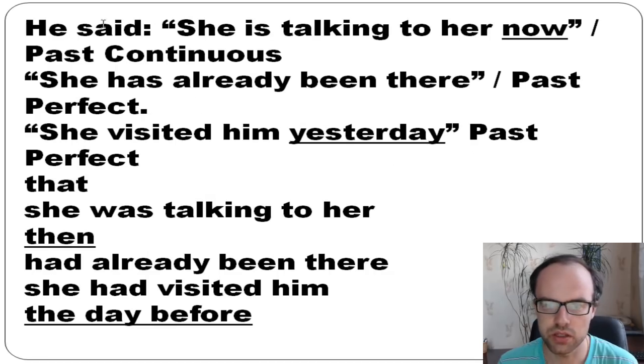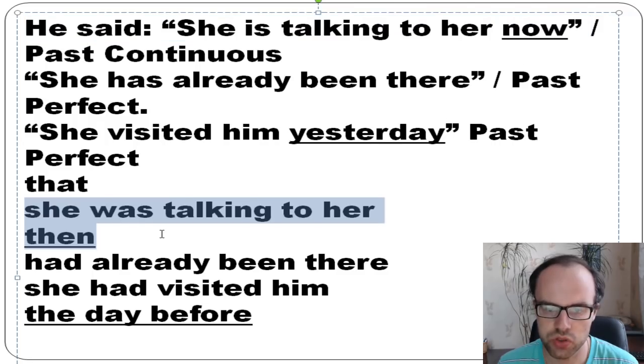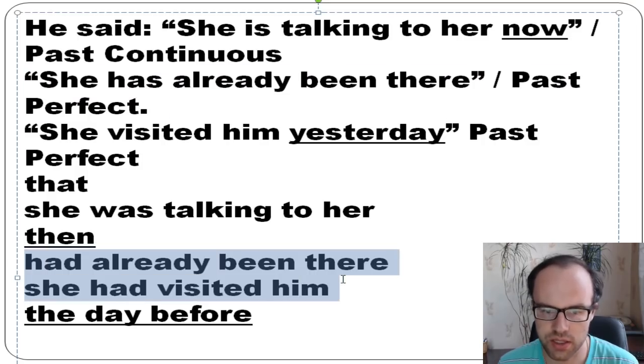So he said she's talking to her now. We change present continuous to past continuous. So he said she was talking to her then, and we change now to then. It's a rule. Next, he said she has already been there, so we change present perfect to past perfect. So he said he had already been there.